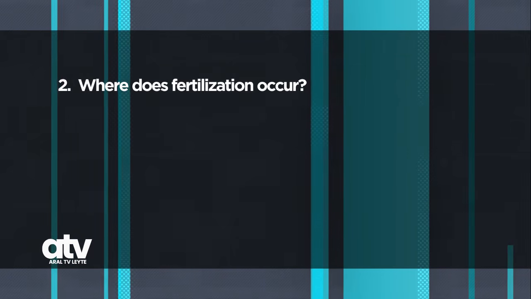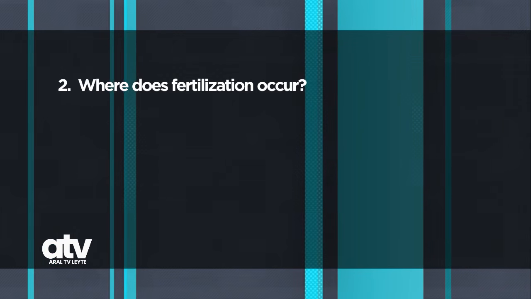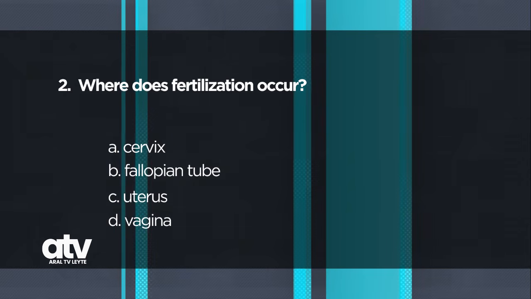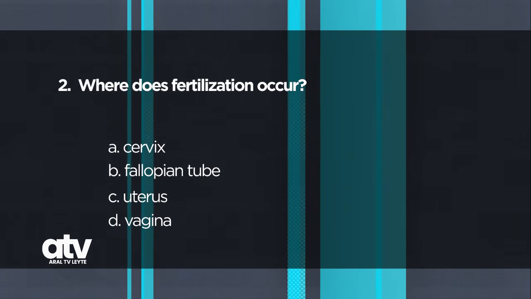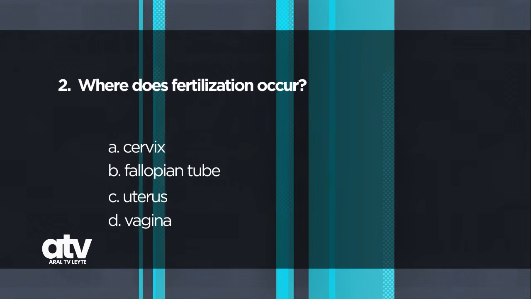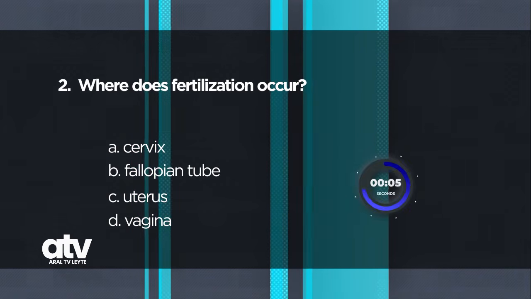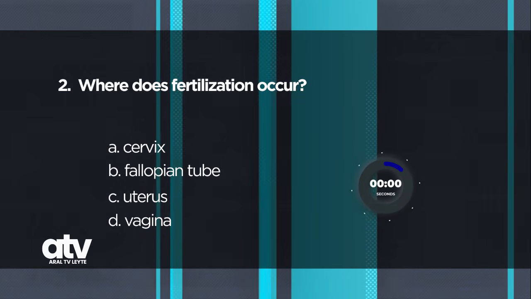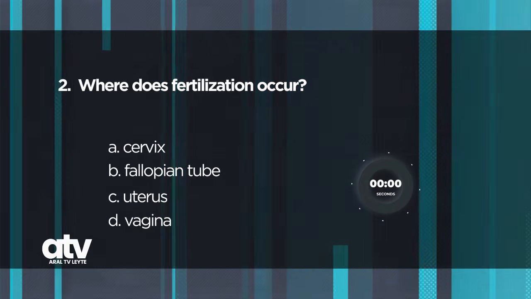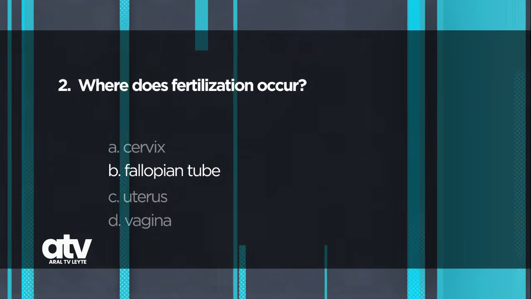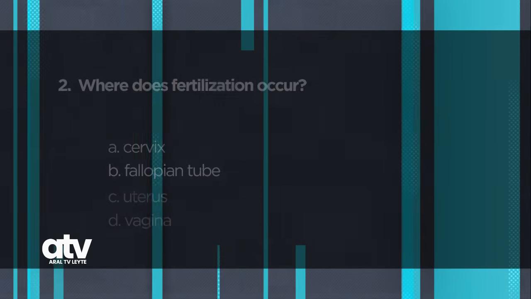Number 2. Where does fertilization occur? Letter A, cervix. Letter B, fallopian tube. Letter C, uterus. Letter D, vagina. The correct answer is letter B, fallopian tube.